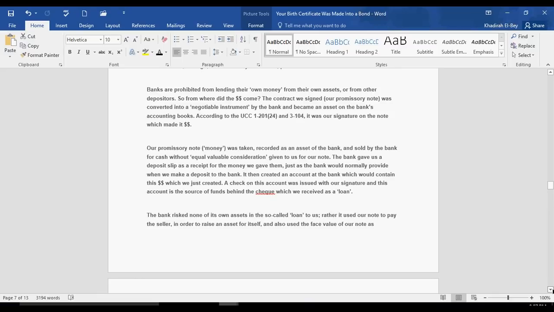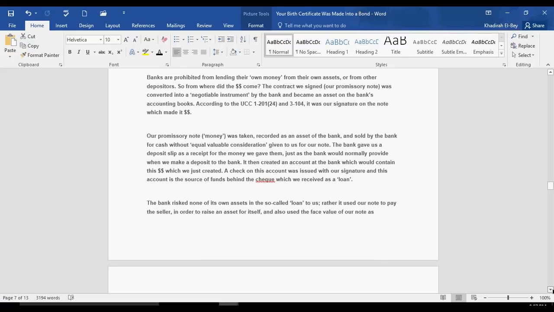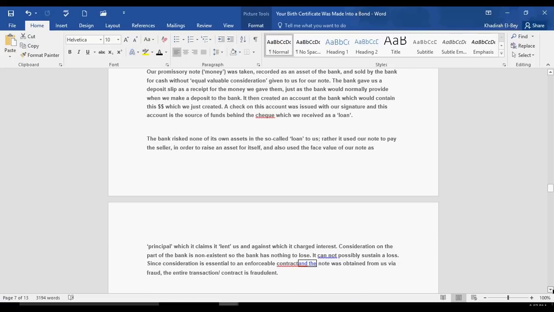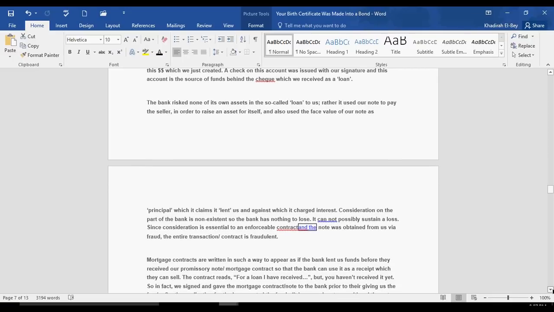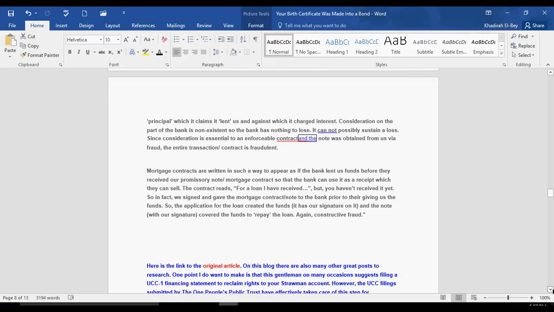All right. The bank gives us a deposit slip as a receipt for the money we gave them, just as the bank would normally provide when we make a deposit to the bank. It then creates an account at the bank which would contain this money which was just created. The check on this account is issued on our signature, and then the account is the source of funds behind the check which we received as a loan. The bank risks none of its own assets in its so-called loan to us, rather it uses our note to pay the seller in order to raise an asset for itself and use the face value of the note as principal when it is claimed that it lent us, against which interest is charged.